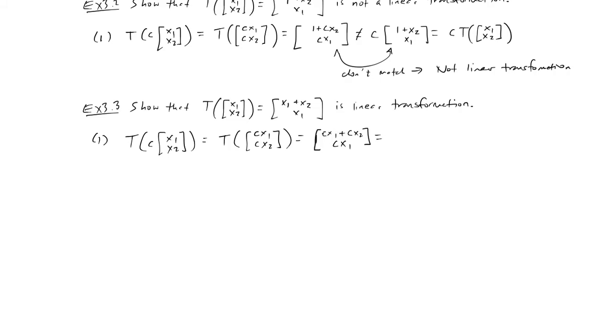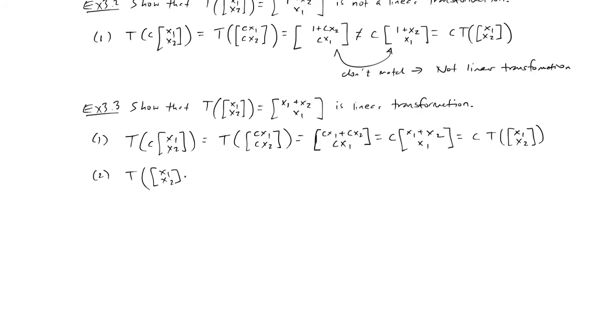And then we'll notice that this has c in every piece, so it can factor out. That's good because this is going to then be c times the transformation of (x1, x2). You see that this is x1 plus x2 over x1, and that is the transformation. So this satisfies the first property. Let's look at the second property.